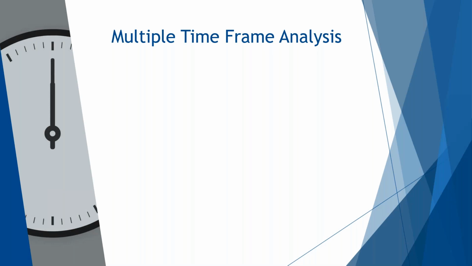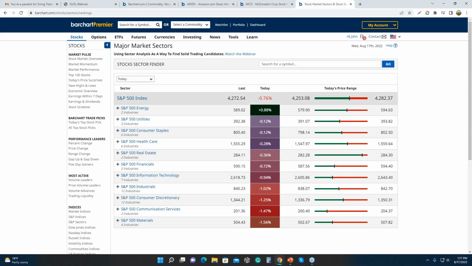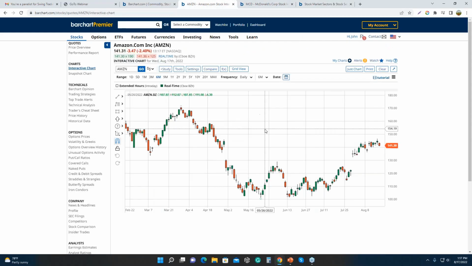So the next process we're going to do is our multiple time frame analysis. In order to do this, first we're going to start by choosing a higher time frame to define what I call this field of probability, or this playing field of price. So let me do this. Let's go back to our chart, and here I just picked Amazon because Amazon is one of the ones that is in our consumer discretionaries.